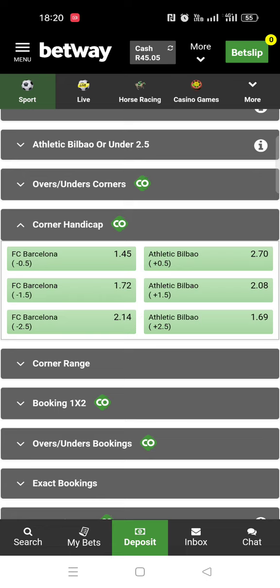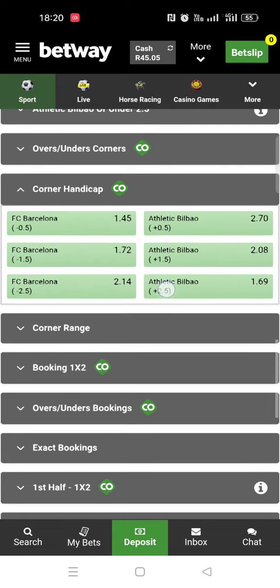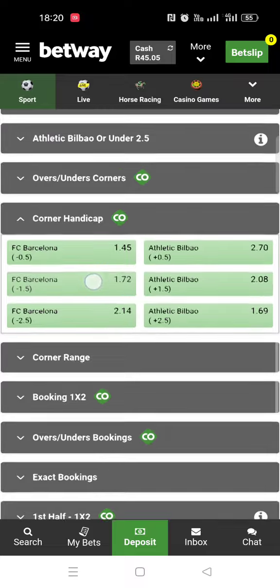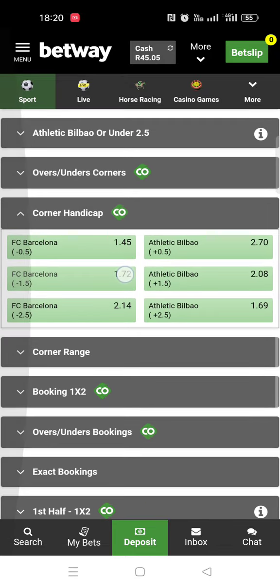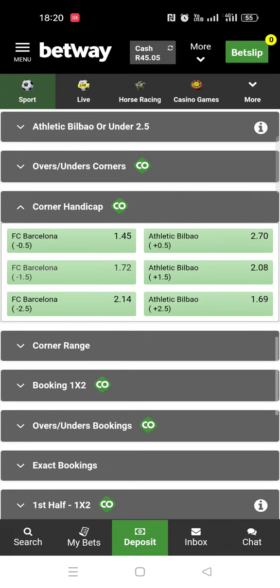So, let's get back to this handicap thing. I'm sure by now you understand what a handicap is. Not just a corner handicap, but a handicap. Basically, a handicap is giving advantage to one team, basically giving them a head start. I'm sure by now you understand that. So, let's just explain it now in terms of a corner handicap here. Barcelona is playing against Athletic Bilbao.